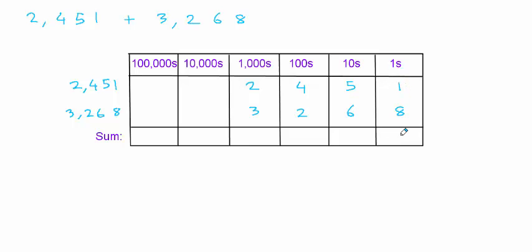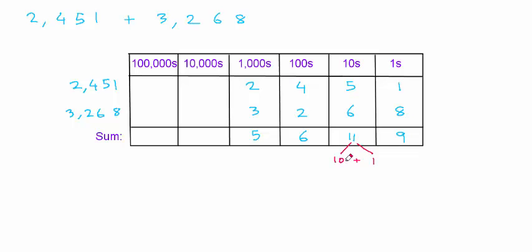8 plus 1 is 9, so we have 9 ones. 6 plus 5 is 11, we have 11 tens. 4 plus 2 is 6, 6 hundreds, and 3 plus 2 is 5, 5 thousands. And the only problem is we cannot have a 2 digit number in any of these places. So 11 has to be broken down into a 10 and a 1.